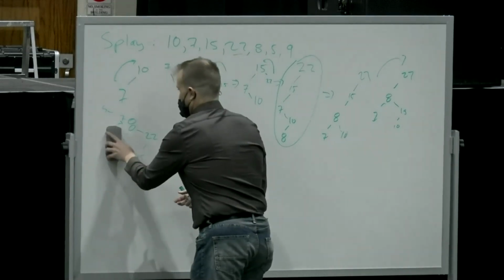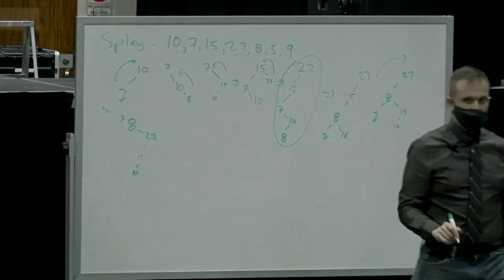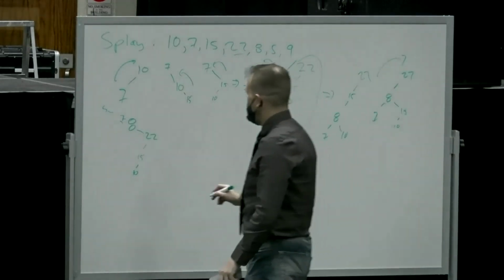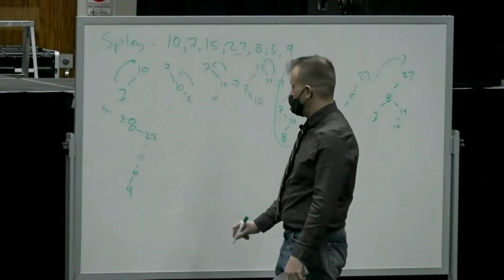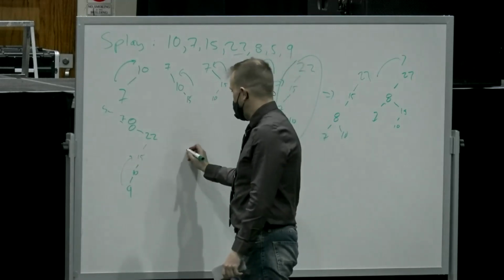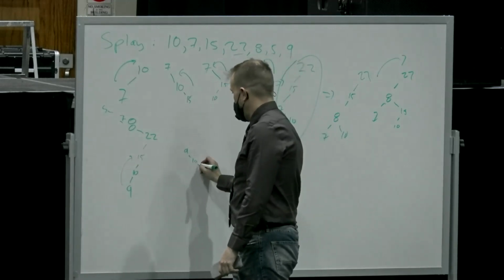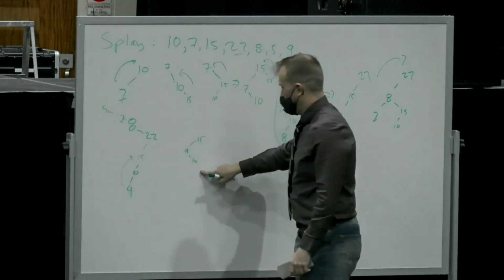Like so. And then finally, we're going to insert 9. We insert 9. 9 initially comes all the way down here. And then we see we have a zig-zig. So that's initially going to become 9, 10, and then, so 9, 10, and 15 was like so.